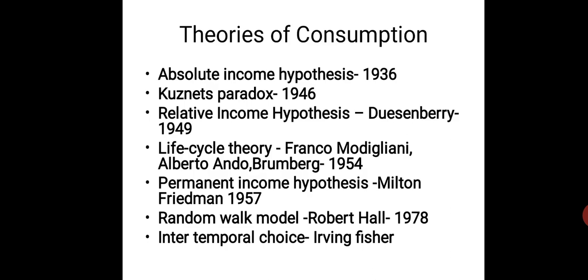So these are theories of consumption where absolute income hypothesis has been introduced first in 1936 by Keynes, Kuznets paradox by Kuznets in 1946, relative income hypothesis by Duesenberry in 1949, life cycle theory by Franco Modigliani and Albert Ando and Brumberg in 1954, permanent income hypothesis by Milton Friedman in 1957, and there are other theories which are worth mentioning, which should be useful for you, right?